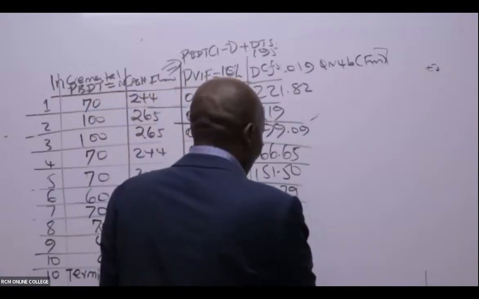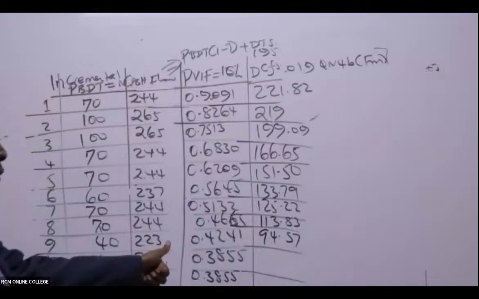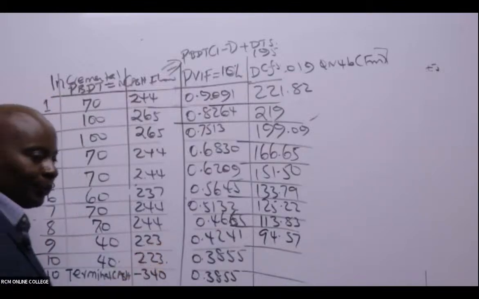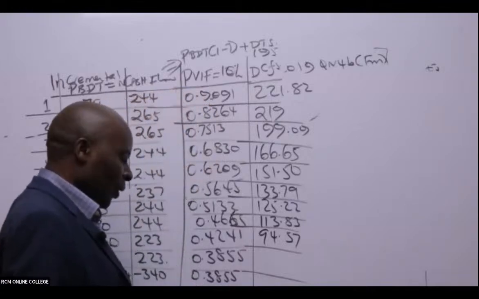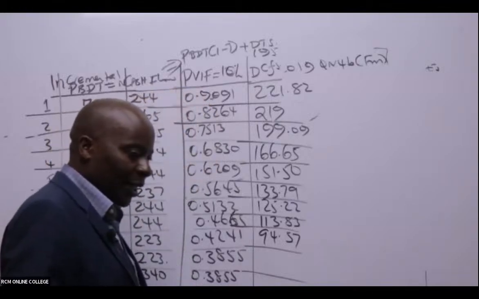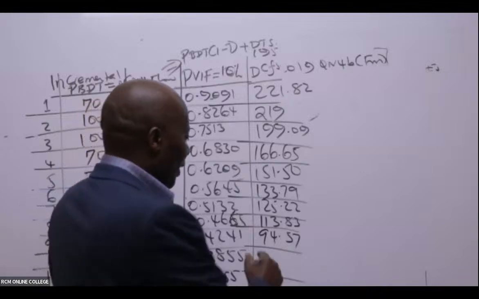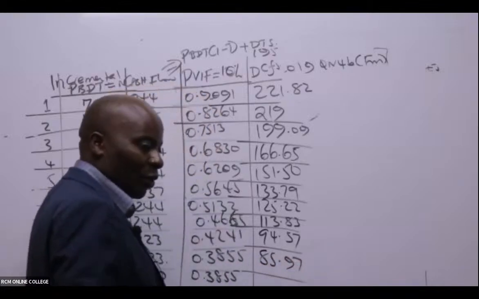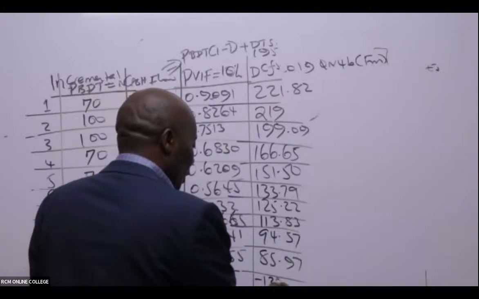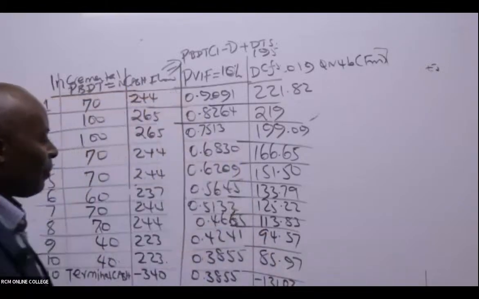94.57. Then we go to the second last. 223 times 0.3855. All right. Ivona, I can see has gotten the very last one, right? Because I can see a negative there. 85.97. Let me see whether the one that Ivona is giving me will be the last. Oh, Ivona, it wasn't correct. 131.07. So my cameraman, please take the camera bit down.